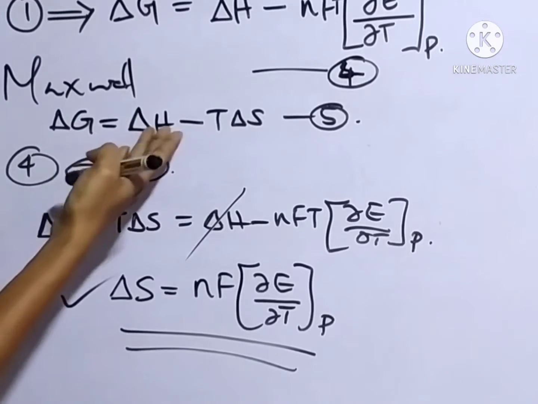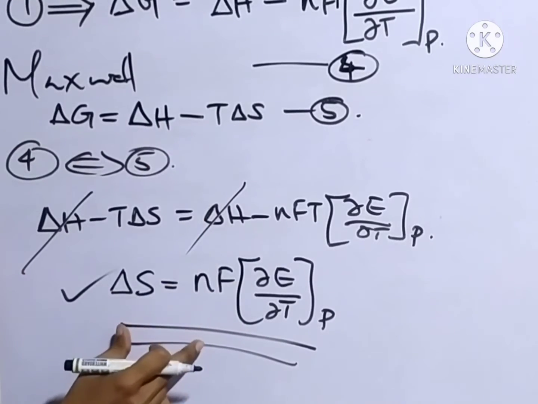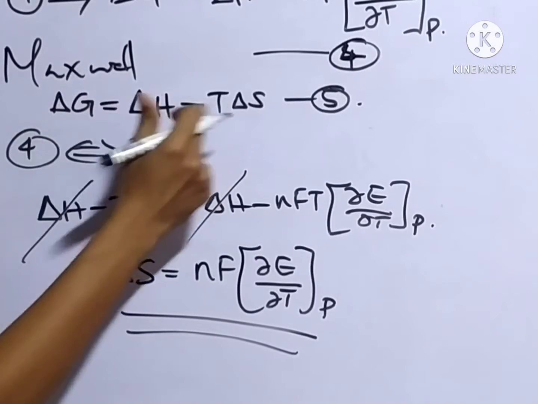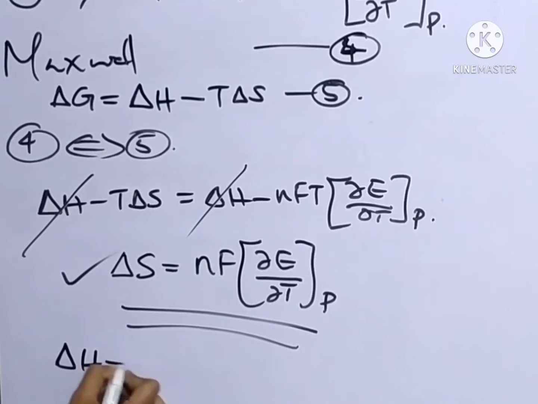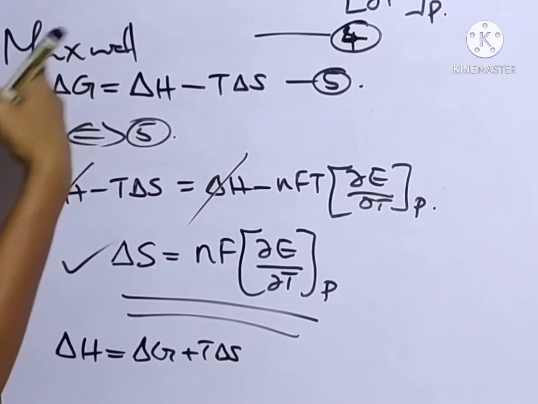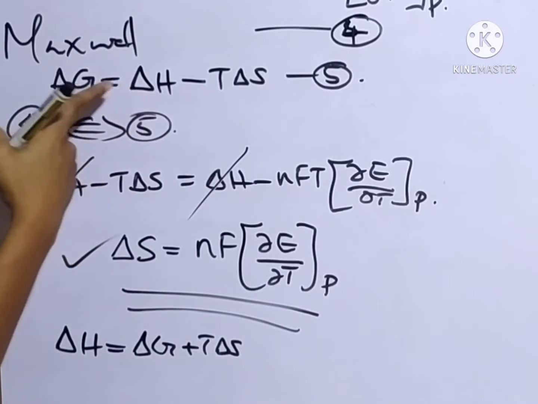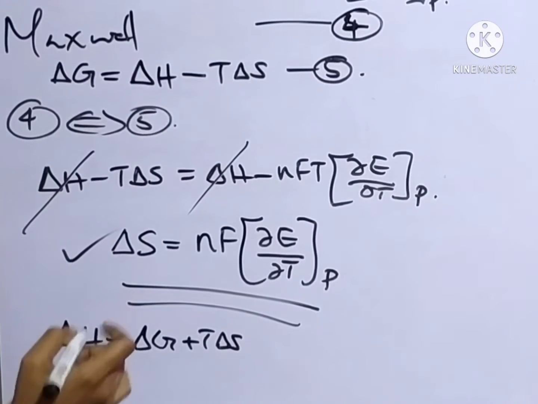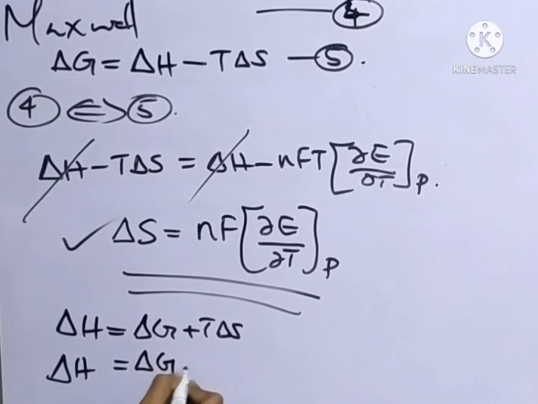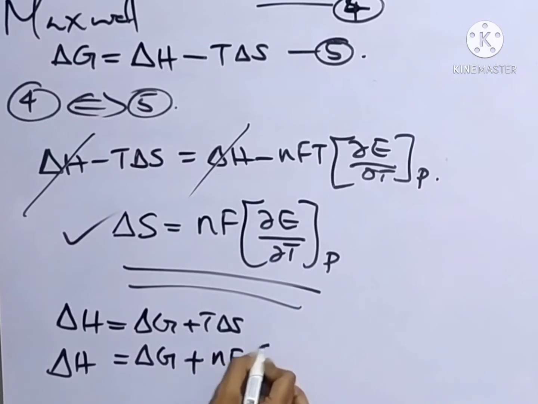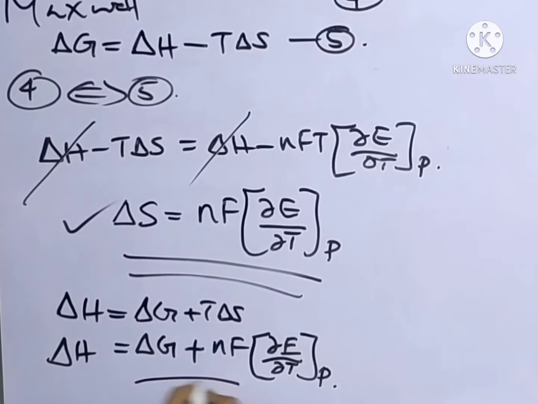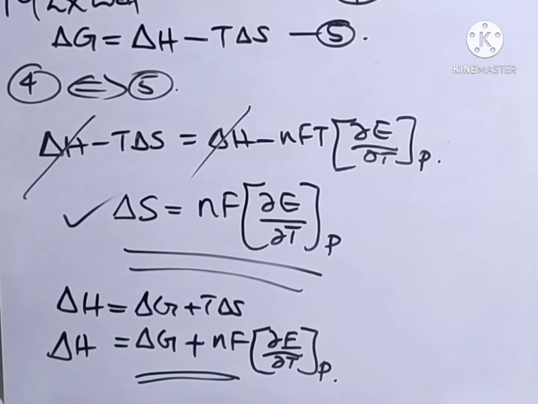Now we can find the change in enthalpy by substituting this delta S value in Maxwell's equation. We can rearrange Maxwell's relation as delta H equals delta G plus T delta S. So here, if I substitute the delta S value, then I get delta G plus NFT dou E divided by dou T at constant pressure. This is the value of delta H.